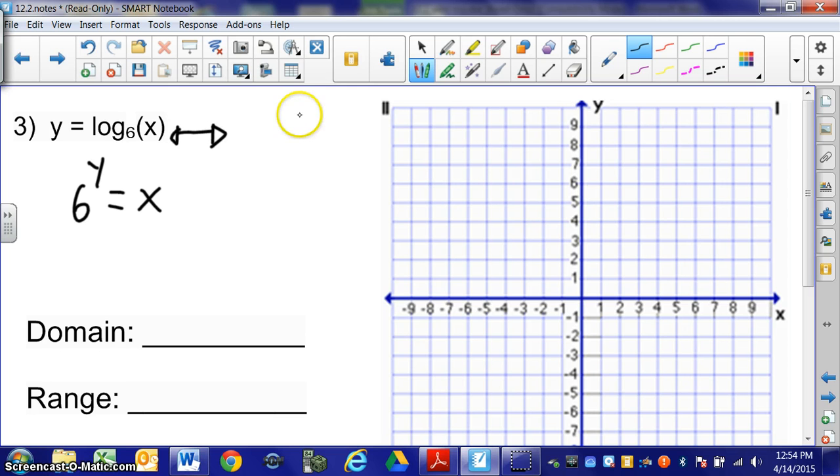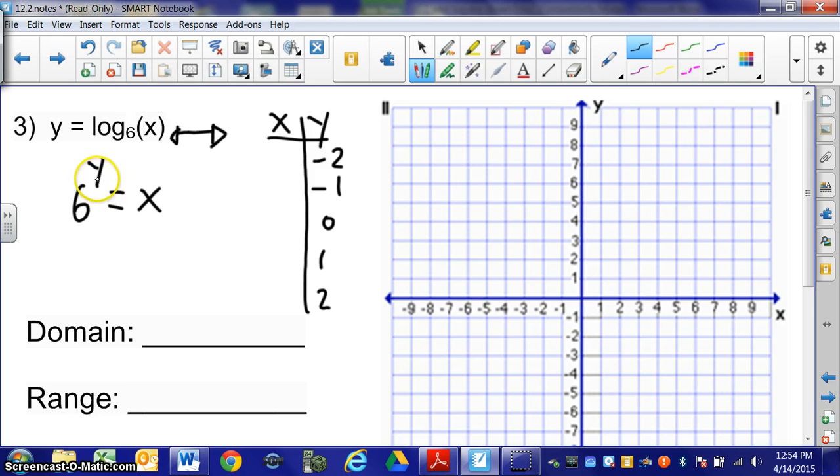Now, because this is an inverse function, it's much easier to plug in numbers for y and then solve for x. So let's plug in -2, -1, 0, 1, and 2 for y, and then we'll solve for x.